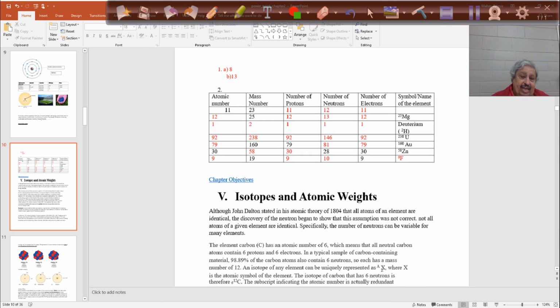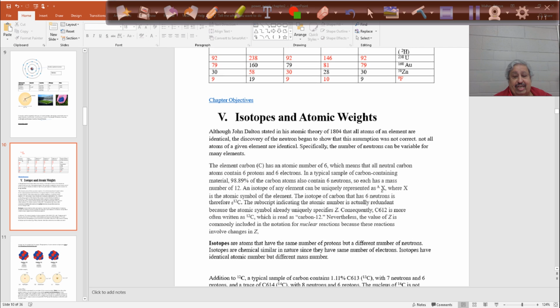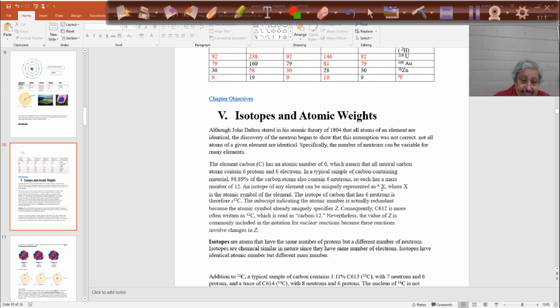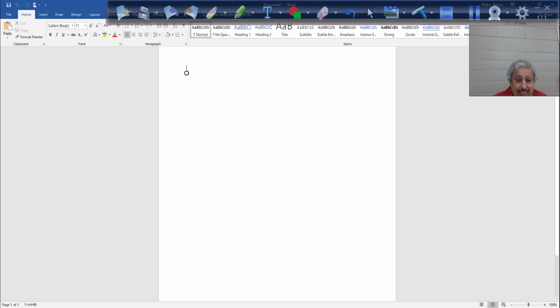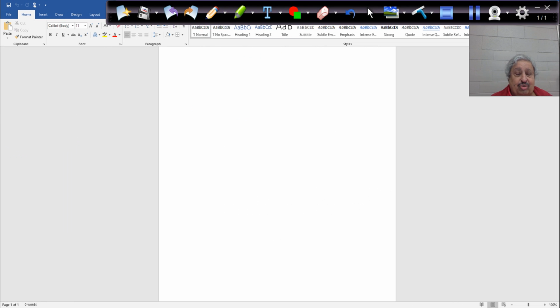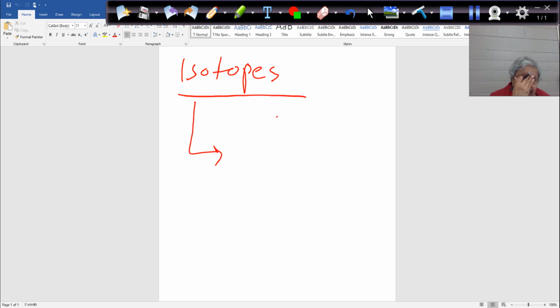Now we'll go for something called isotopes and atomic weight. What do we mean by isotope and what do we mean by atomic weight? I'll take another page here. So we have to define isotopes, and then we'll come back and look at the atomic weight.